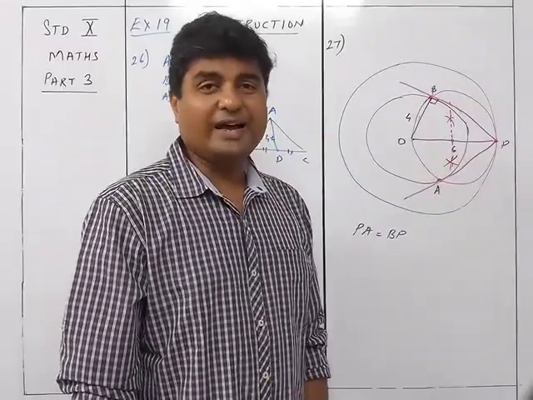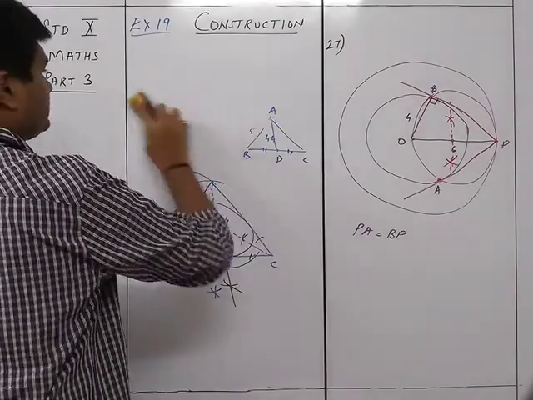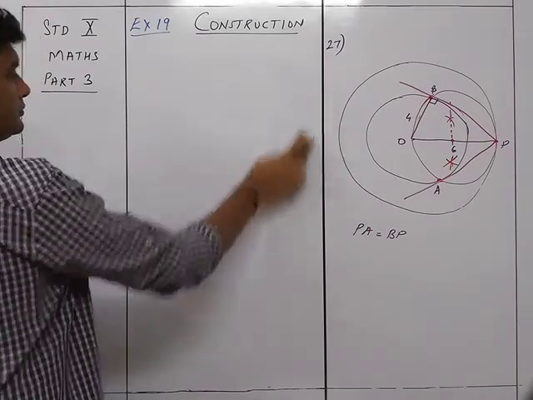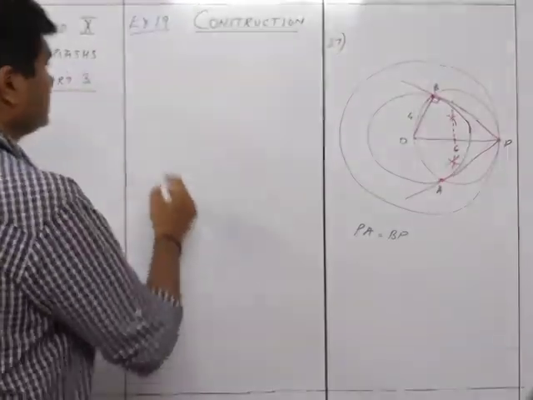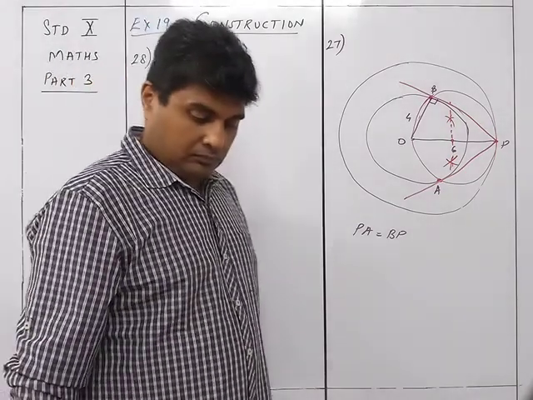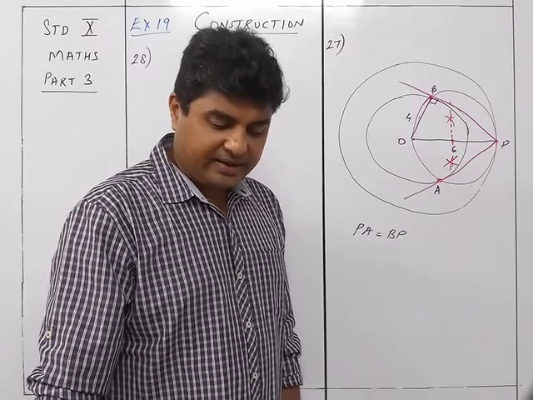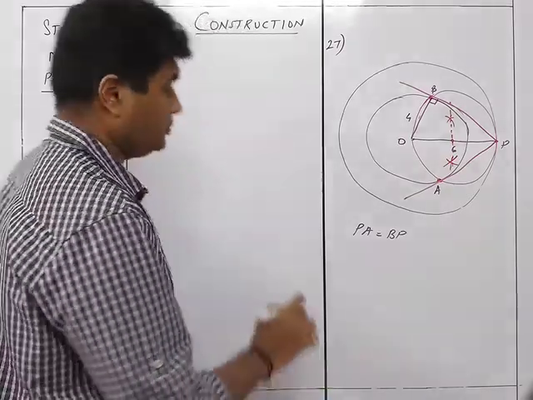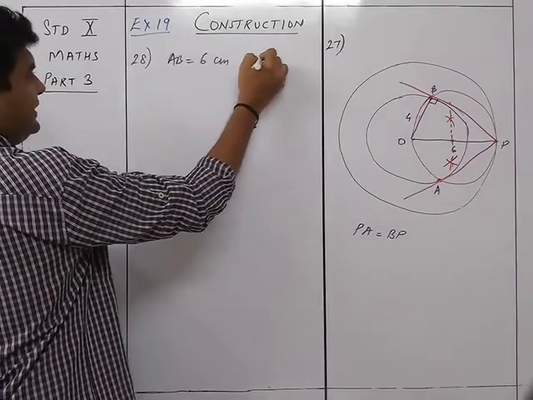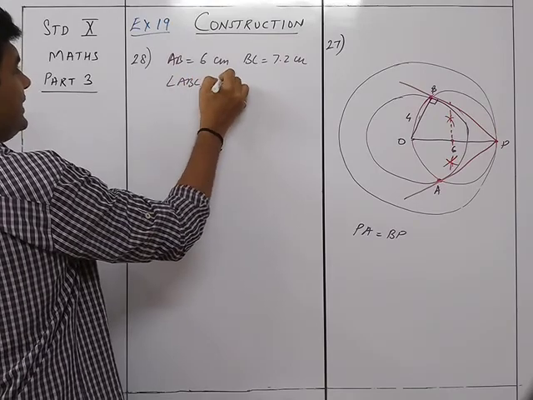We now move on to the last question of this particular chapter, that is 28. In triangle ABC, angle ABC is 90 degrees, AB is 6 and BC is 7.2. So AB is equal to 6 centimeters, BC is equal to 7.2 centimeters, angle ABC is equal to 90 degrees.